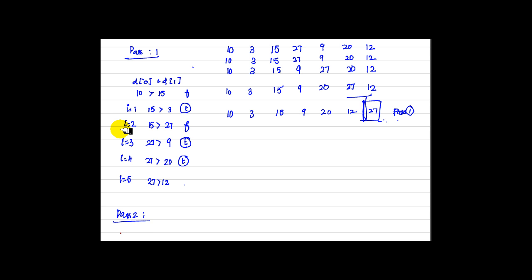In pass 2, again we start with i equal to 0. We are checking whether 10 is greater than 3. If it is true, we go for interchanging the elements. As it is true, we interchange the elements between 10 and 3. The rest of the elements remain the same. For this entire pass, this 27 will be in its current position.